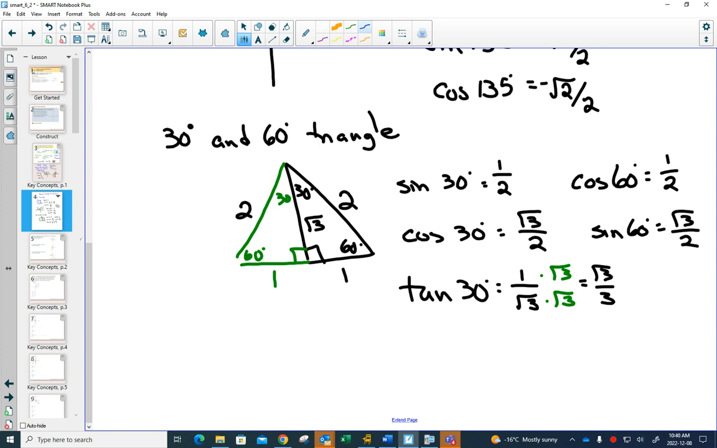And so tan of 30 degrees is root 3 over 3. And tan of 60 degrees would be root 3 over 1, which is fine to leave that way. What this allows us to do is we can now figure out anything with a reference angle of 30, 60, or 45.